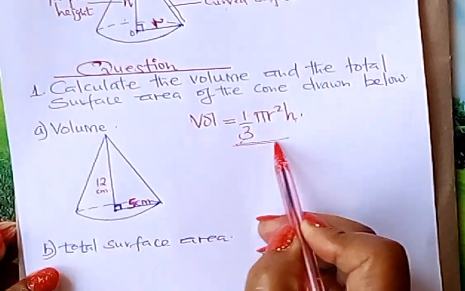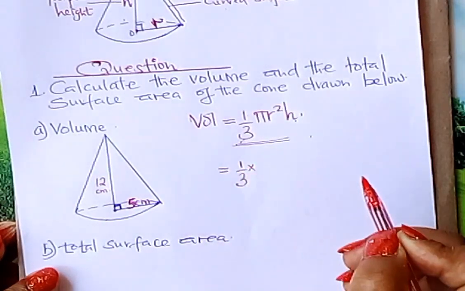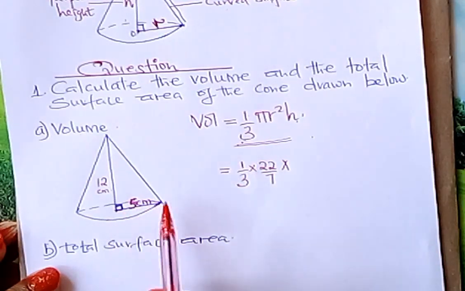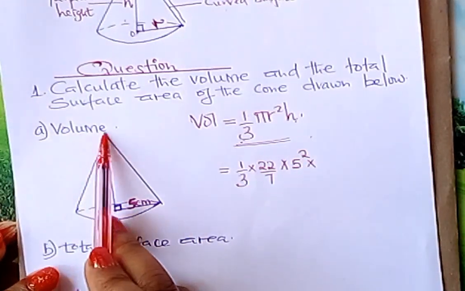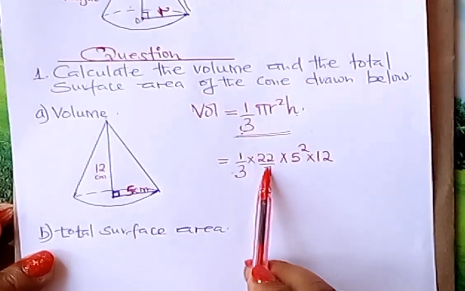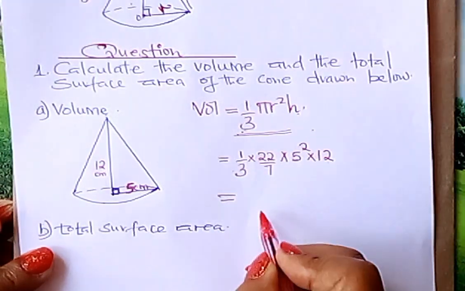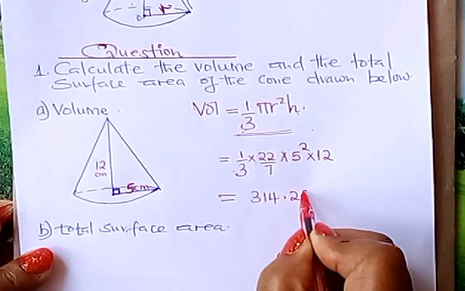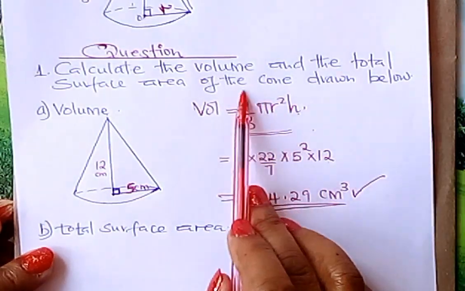So this is very important. And therefore, learner, from there you just come and see that the volume of our cone is a third, 22/7, times our radius, which is 5. So 5 squared times the height of our cone, the h, which is 12. A third pi r squared height. From there, you use a calculator accurately. You should get 314.29 centimeters cubed. Master the formula.